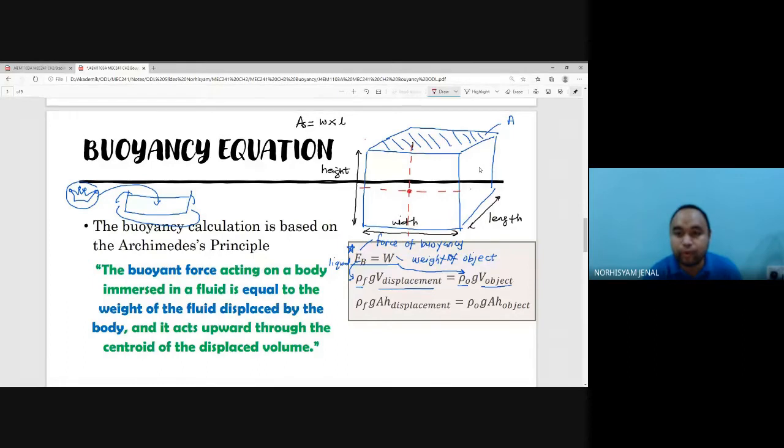So the distance from here to here is considered to be the height of the object. The total distance from here to here is the height of the object, and the weight will be acting downward from here. Weight will be acting from the centroid.